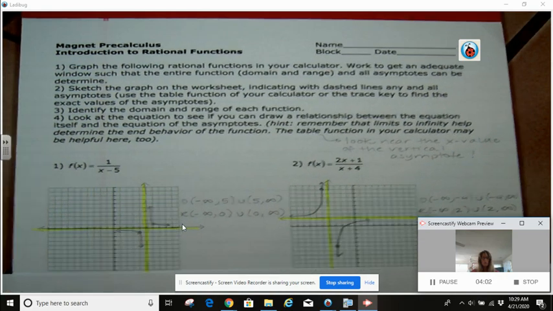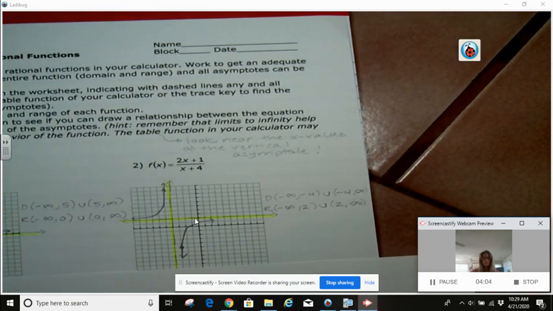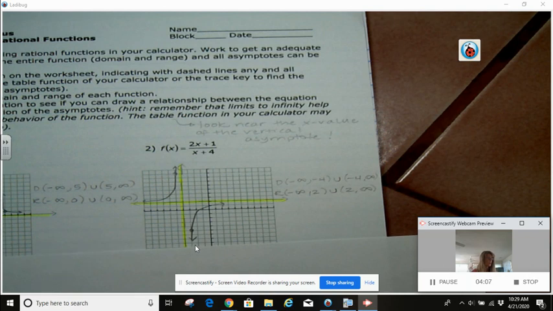So for number 2, again, we only have one vertical asymptote at x equals -4, and then a horizontal asymptote at y equals 2, a curve on either side of the vertical asymptote, domain tied to the vertical asymptote, range tied to the horizontal asymptote.